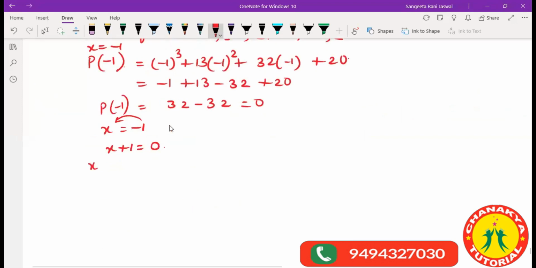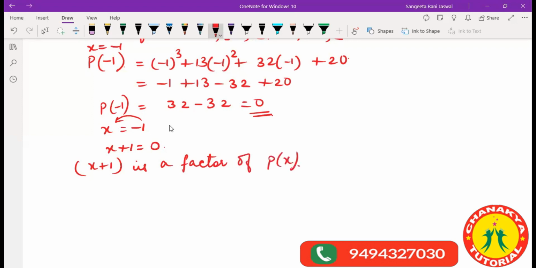Now I can say that x plus 1 is a factor of the polynomial P(x), because x equals -1 has given me 0 as the remainder. So x plus 1 is a factor of the polynomial P(x), right? Now, how do I find the rest of the factors? To find the rest of the factors, I will divide this polynomial P(x) by x plus 1. I will divide it like this.